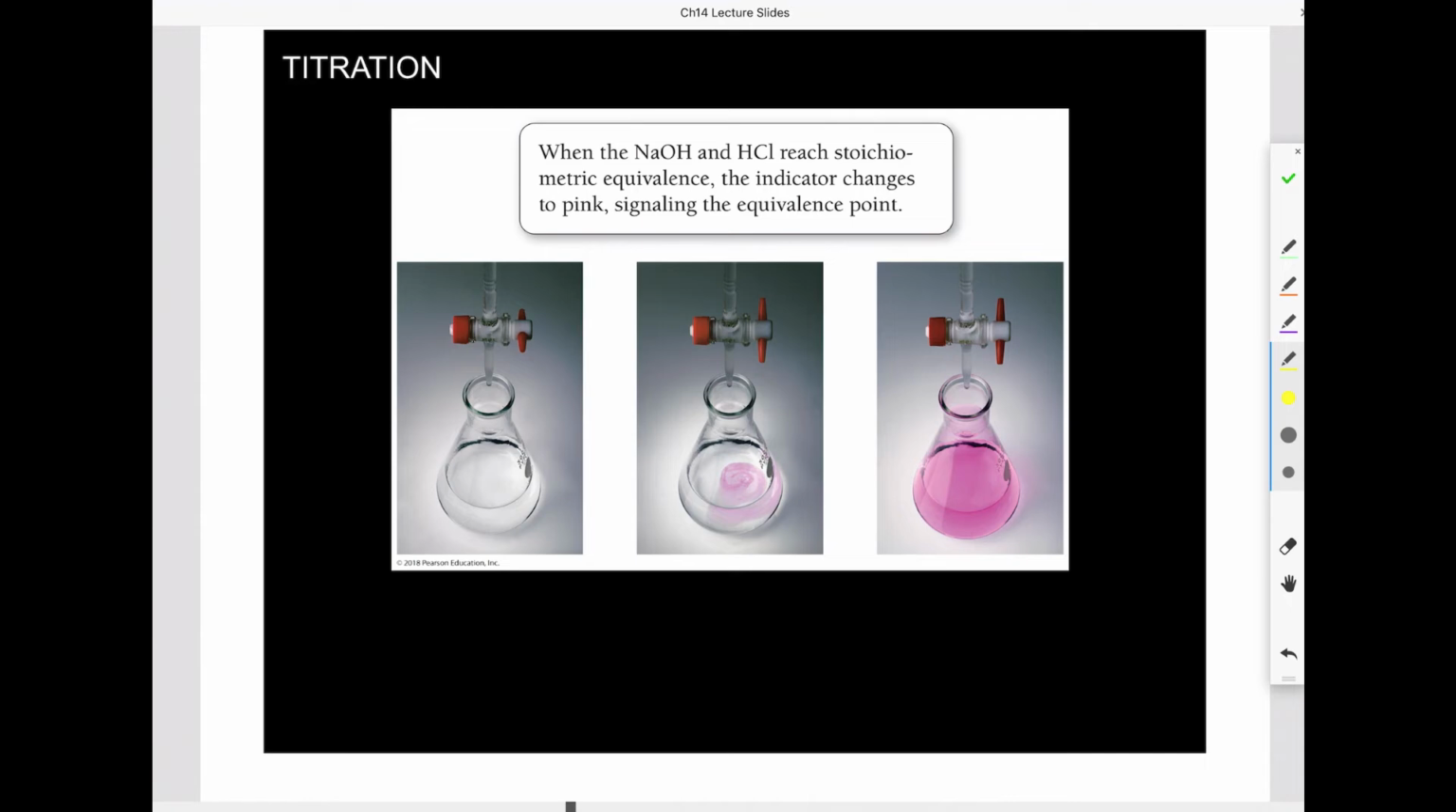Hello, Honors Chemistry, and welcome to titration. So, this is section 14.6, a super important section. This is going to be what our lab is based on, the chemistry we talk about here, so make sure that you are good on this.